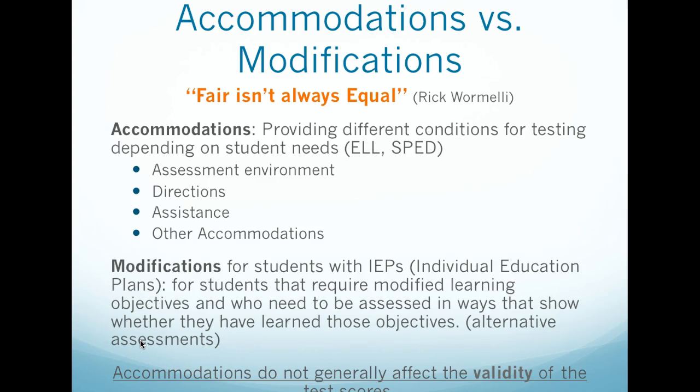Modifications for students with IEPs depends on what the students need, depends on their involvement with the different disabilities they may be experiencing. For students that require modified learning objectives and who need to be assessed in ways that show whether they have learned those objectives, there are alternative assessments and alternative ways to assess students. So if you are, in fact, providing assessments for special education students, what accommodations are you actually making? Accommodations don't generally affect the validity of the test scores, what they are assessing. The validity is what is being assessed. The reliability depends on how it's being administered.